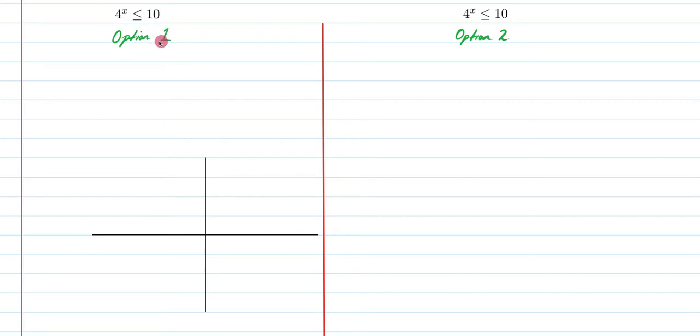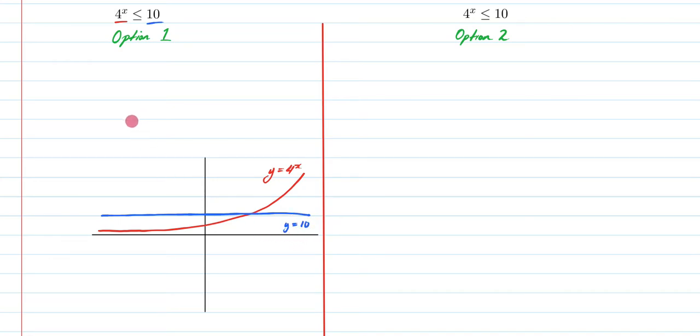Now for this first option, what we're going to do is we're going to sketch it. So this first option really revolves around sketching what we're doing. I'm first going to sketch out 4 to the x. I know that's going to look something like this. So this is y equals 4 to the x. And then I'm going to sketch 10. That's just going to be a straight line. Let's say it's here. This is not to scale at all. So this is y equals 10.